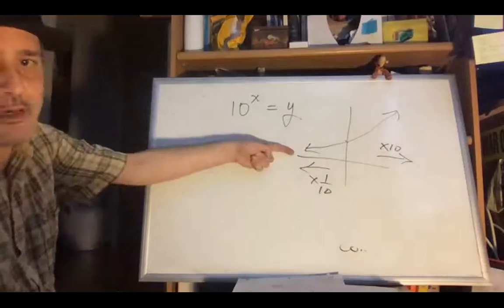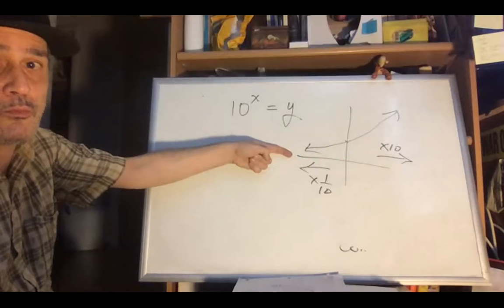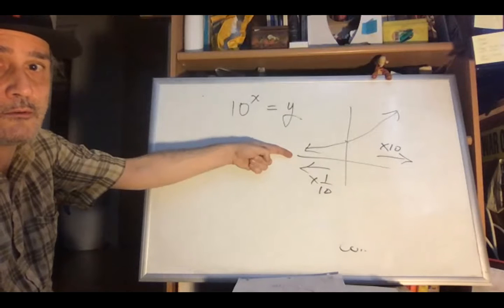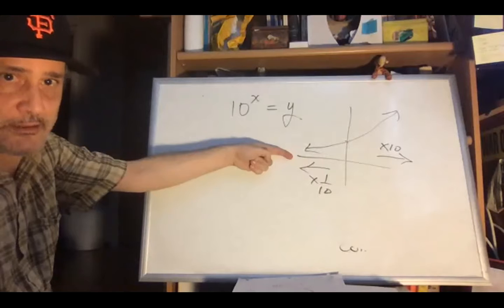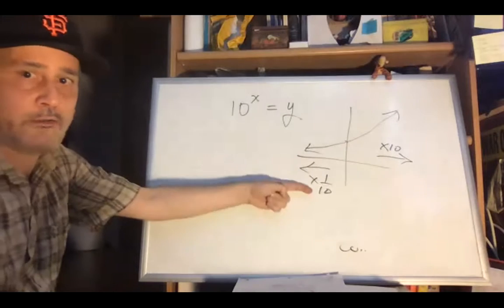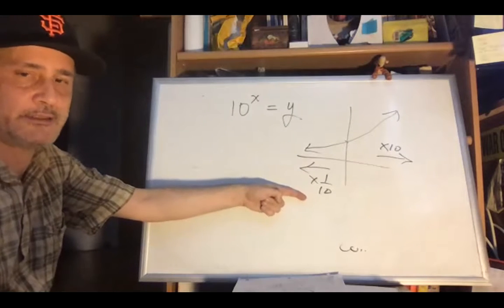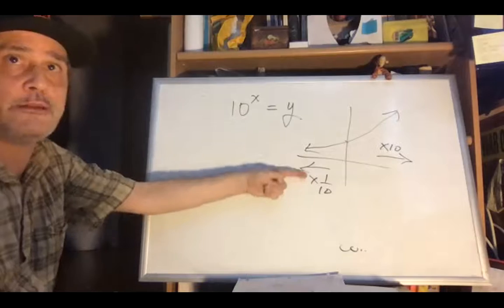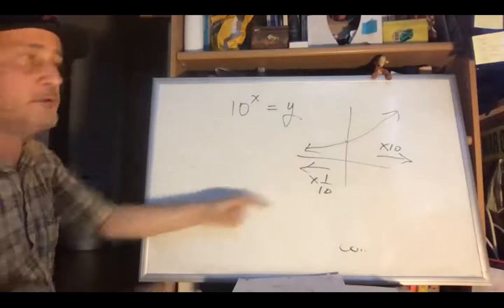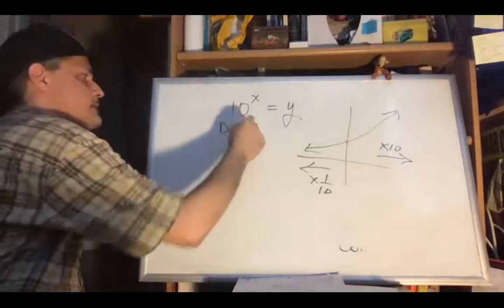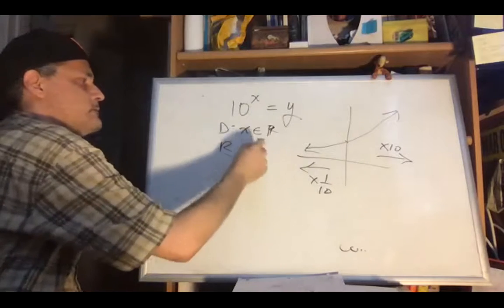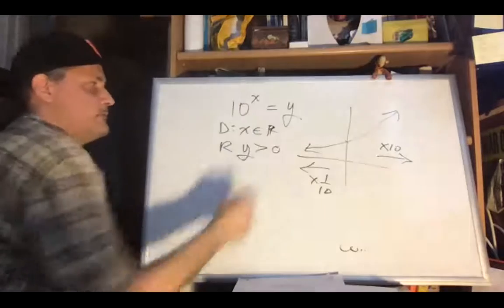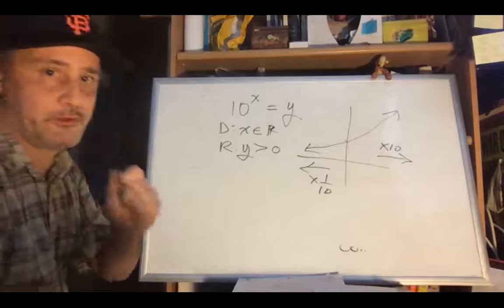So notice this will never equal 0, because 10 to any negative exponent means 1 over 10 to a big positive exponent, and 1 over any number is never going to equal 0. So the domain here, the x's, are all real numbers, but the range, the y's, have to be greater than 0.